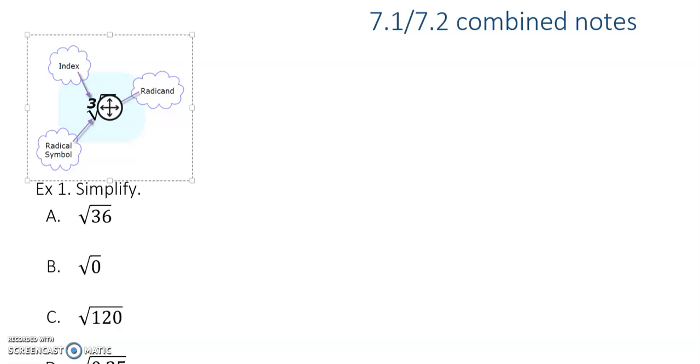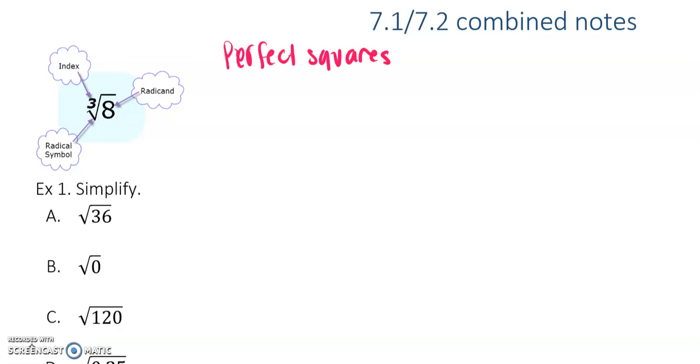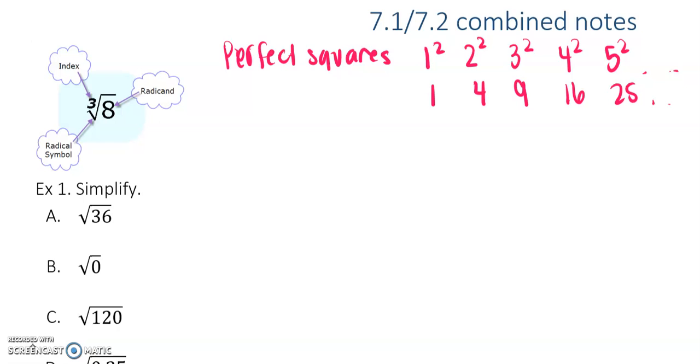All right, and before we begin, sometimes it's useful to know our perfect squares. So we're going to go ahead and write those out. Perfect squares are the numbers you get when you square a number. So 1 squared is 1, 2 squared is 4, 3 squared is 9, 4 squared is 16, 5 squared is 25, and you could keep on going forever, and these are your perfect squares. Again, we're going to be using that to simplify.